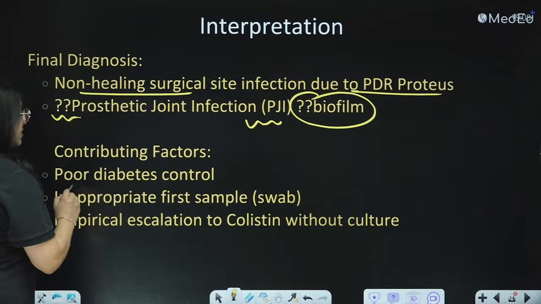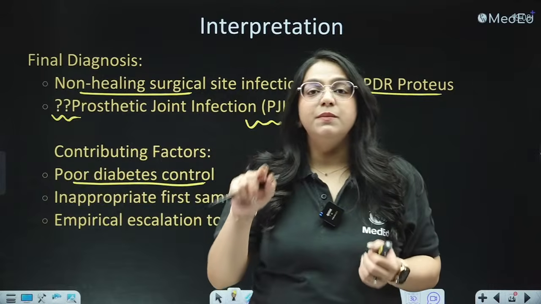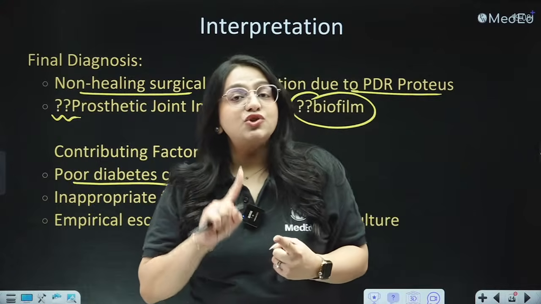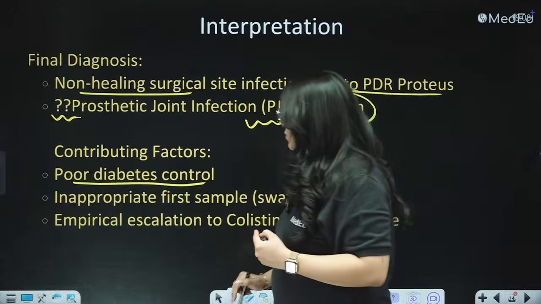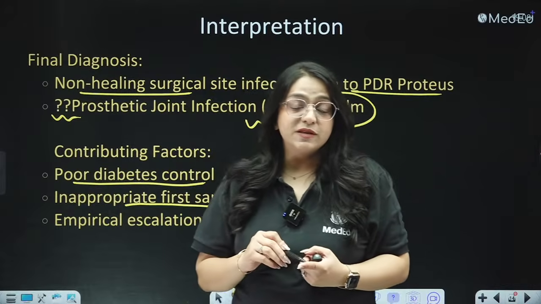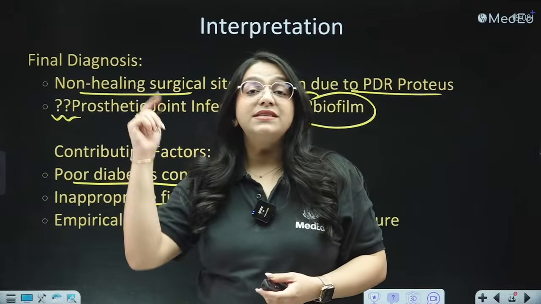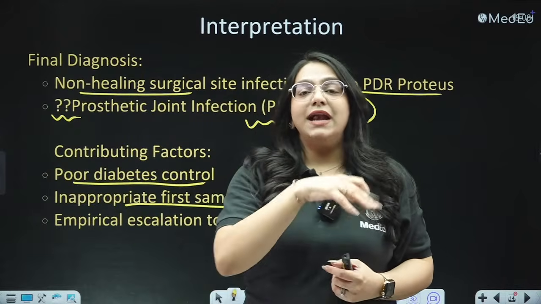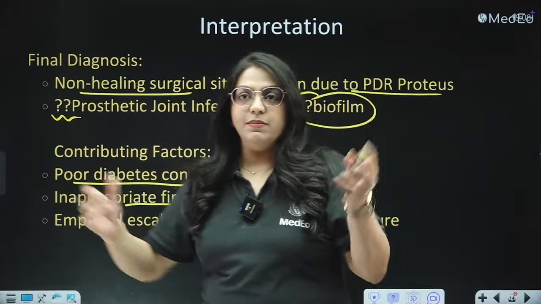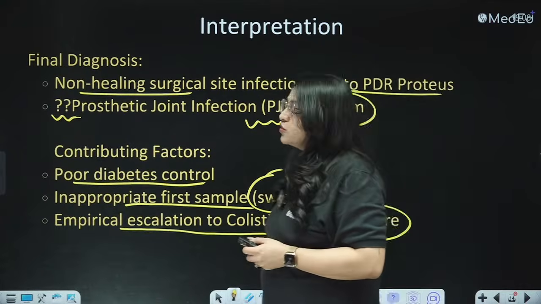So contributing factors could have been poor diabetes control. At the time of doing the surgery, if the blood glucose was not properly monitored and kept in control, it increases the chances of the patient getting a surgical site infection. Inappropriate first sample swab also contributed to the delay in diagnosis, because if the initial aspirate could have been sent, then we could have known that this is a drug resistant Proteus we are dealing with, and we would not waste time and money prescribing all of these 5-6 antibiotics which were given to the patient. Empirical escalation to colistin without culture is also one of the contributing factors.